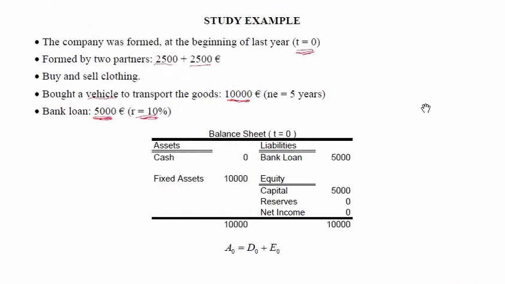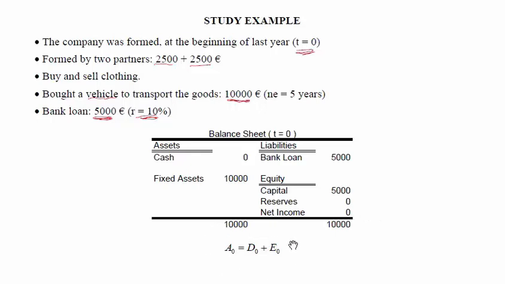Now, with this information, we are able to build the balance sheet just a few days before the company was formed. Well, we don't have any cash because we spend everything in buying the vehicle. So we have in fixed assets 10,000 euros. Now, on the right, we have in liabilities the value of the bank loan, that is the 5,000 euros. And in the equity, we have in capital also 5,000 euros. So we don't have yet reserves, and we don't have anything also in net income.